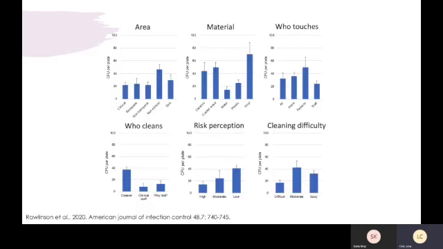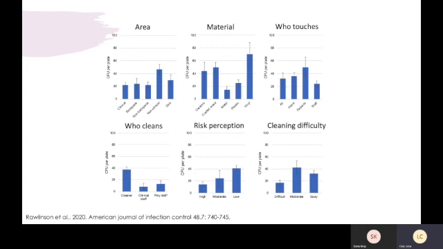Okay, so here are our results. This first set of graphs is looking at the numbers of colony forming units on each plate before cleaning. So this is just showing you the levels of contamination on the different types of samples that we took.